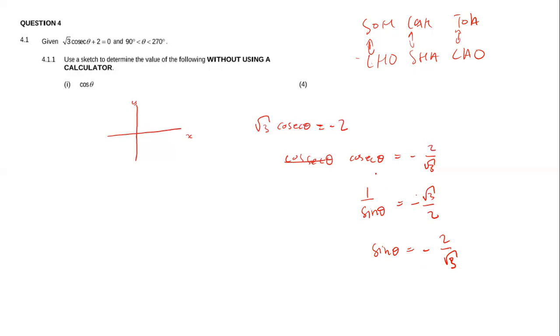Remember, cosec is 1 over sine, the inverse of sine.